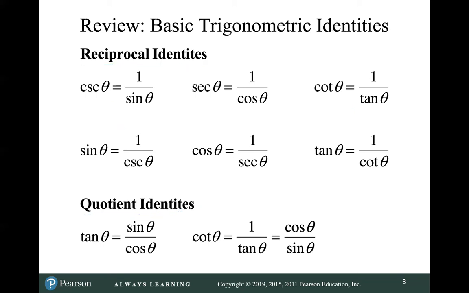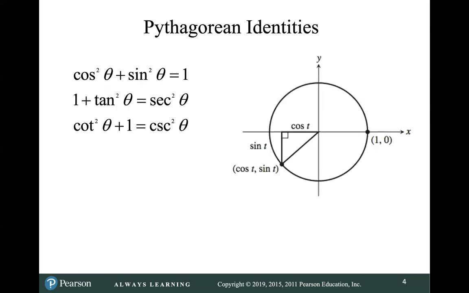The next set of identities that we're going to look at are the Pythagorean identities. You might recognize Pythagorean like the Pythagorean theorem. The Pythagorean theorem stated, if I have a right triangle, a squared plus b squared equals c squared.